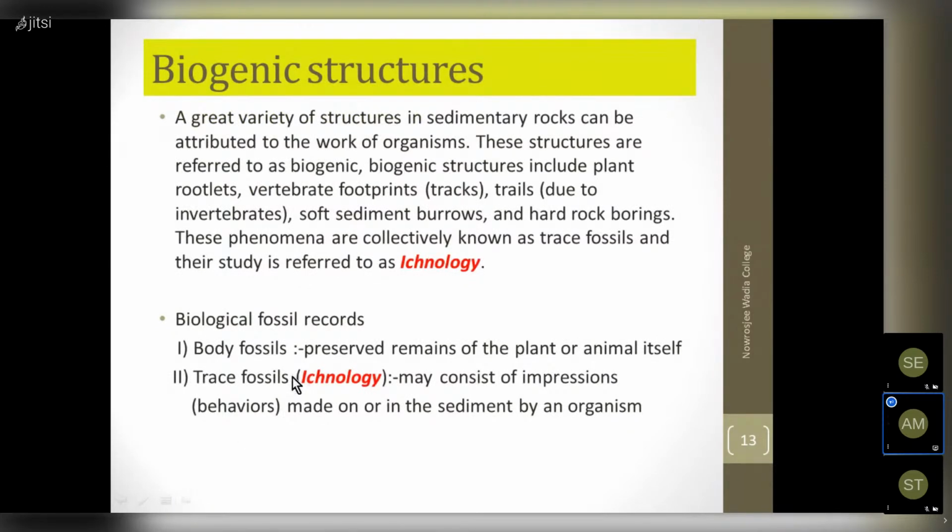Moving forward to the second main topic, which is ichnology, or we can say trace fossils. Now, what is biogenic structure? A great variety of structures in sedimentary rocks can be attributed to the work of organisms. These structures are referred to as biogenic. Biogenic structures include plant rootlets, vertebrate footprints, trails, some soft sediment burrows, and hard rock borings. These phenomena are collectively known as trace fossils, and their study is referred to as ichnology.